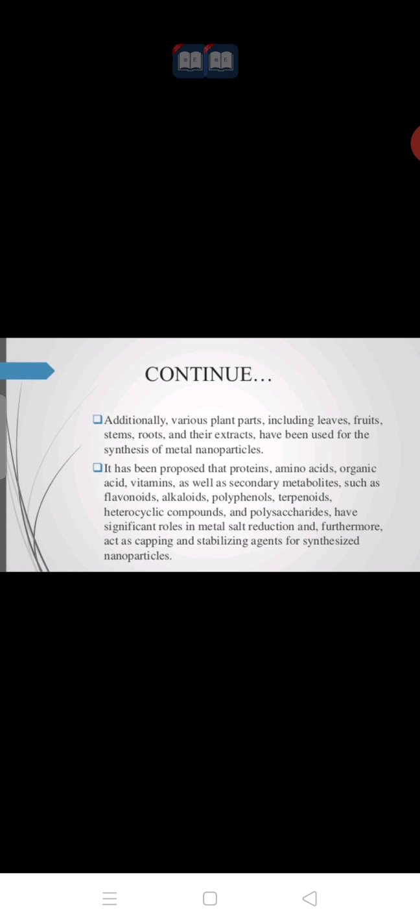Additionally, various plant parts, that may be stem, root, or their extract, are used for the synthesis of metal nanoparticles. Okay. It has been proposed that proteins, amino acids and polysaccharides have significant roles in metal salt reduction, and furthermore, for the reduction of the metal ions, they use vitamins, amino acids, etc., which act as capping and stabilizing agents for synthesized nanoparticles.